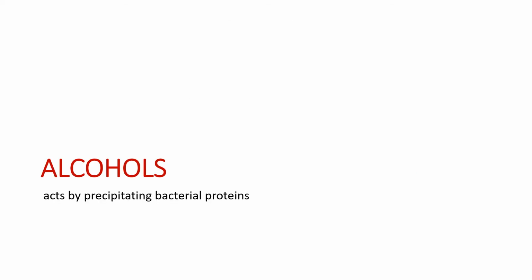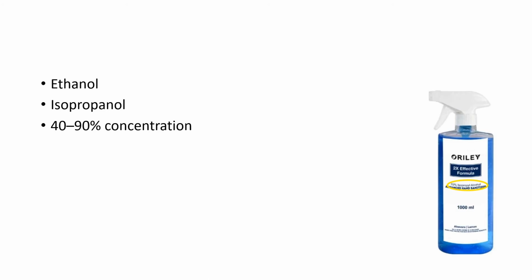The next group of antiseptics are alcohols. So you have ethanol, that is ethyl alcohol, and isopropyl alcohol. These two alcohols are used as antiseptics. They are used in the concentration of 40 to 90 percent for effective antisepsis. Most of the sanitizers which we are using now contain isopropyl alcohol or ethyl alcohol in a concentration between 40 to 90 percent. More than 90 percent is also useless. It loses the antiseptic property.